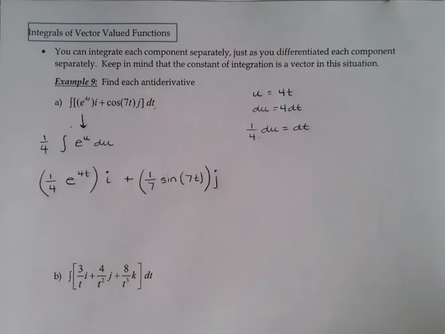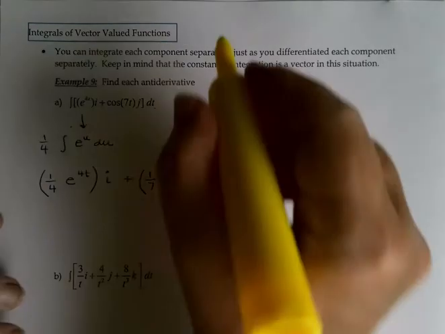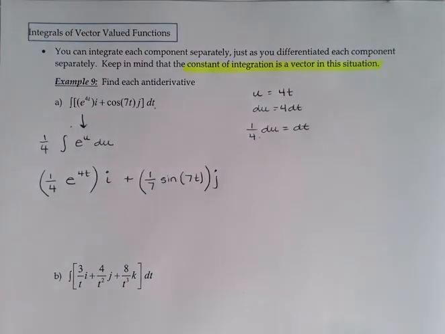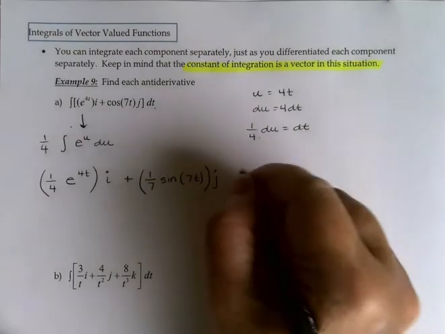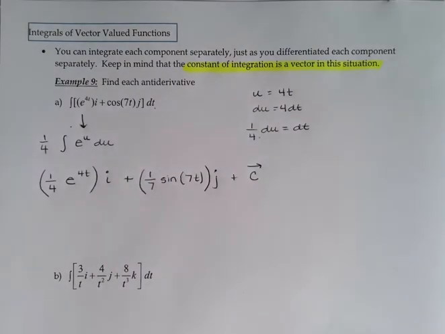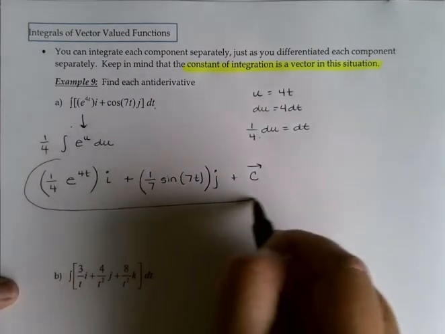And then as it remarks up here, keep in mind that your constant of integration is actually going to be a vector when we're integrating a vector. So I'm going to have a plus c as a vector c. And there's my antiderivative.